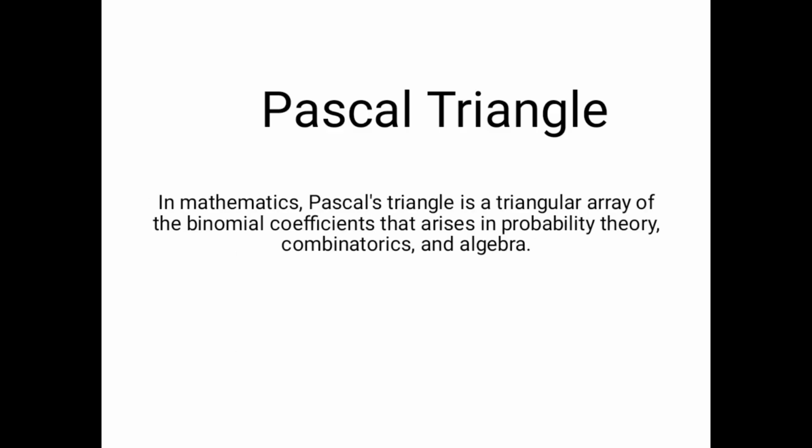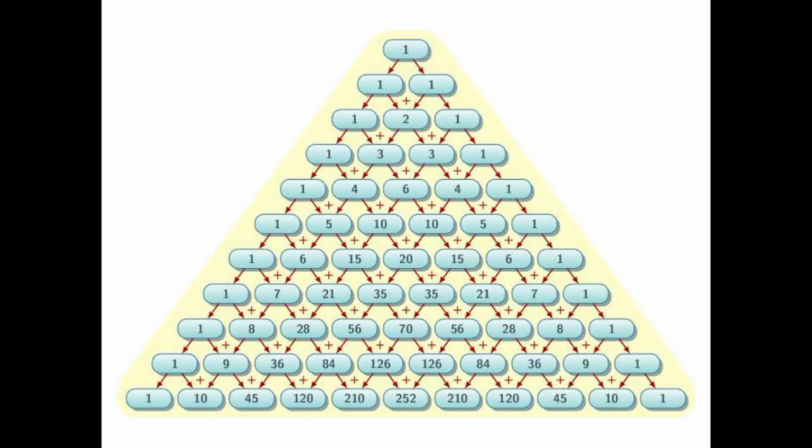Now let's look at Pascal triangle. In mathematics, Pascal triangle is a triangular array of the binomial coefficients that arises in probability theory, combinatorics, and algebra. Now let's look at this Pascal triangle. The first entry we have 1, second entry we have 1 1, and the third entry we have 1 2 1. This 2 is gotten from the second entry, which is 1 plus 1, which gives 2.